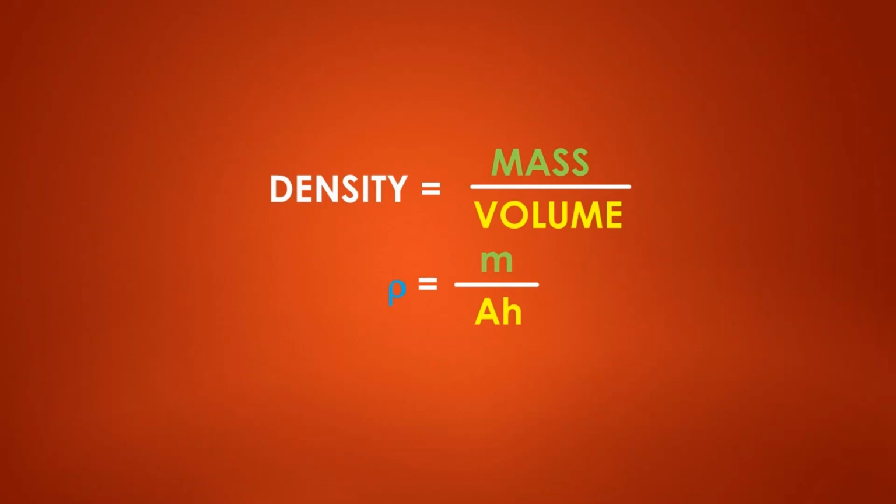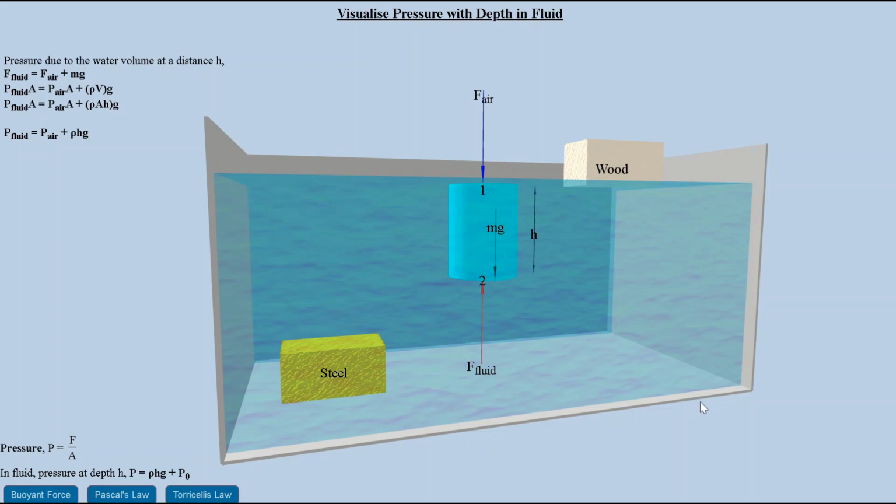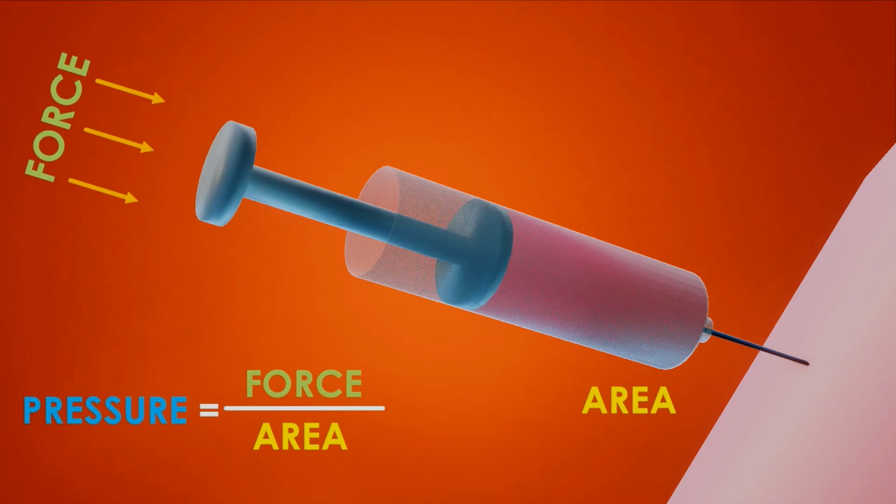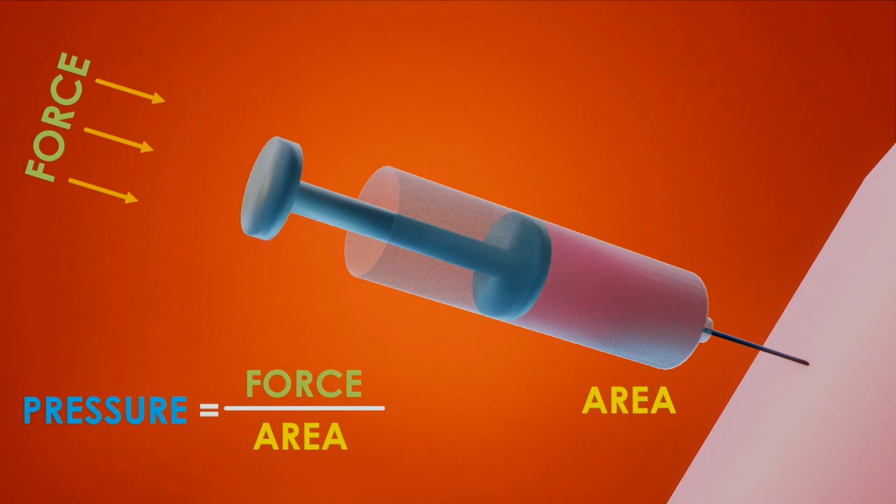Now, let's look into the formula for pressure. Pressure is defined as the perpendicular force acting on a given area, as depicted here in this animation of a syringe. The perpendicular force acts on a small area, inserting the medicine into our veins.